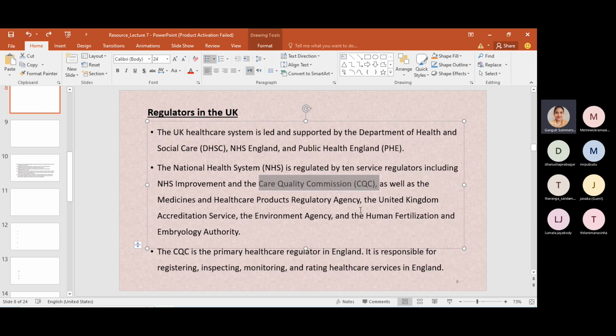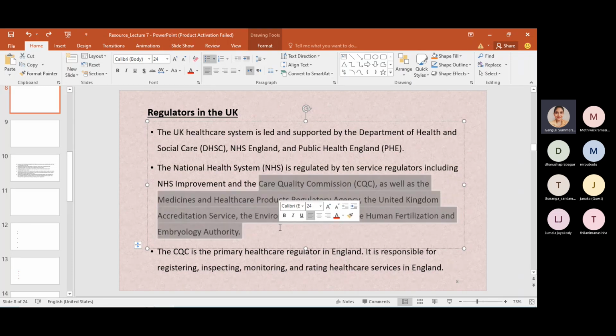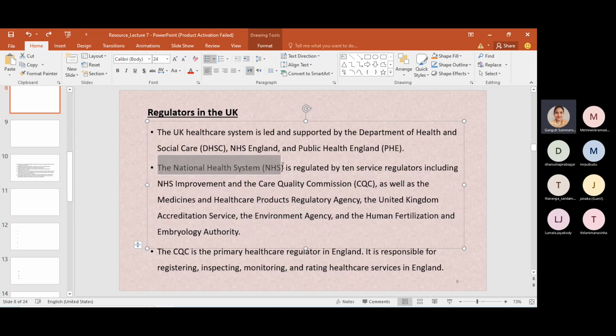In short, we call it CQC. You will learn a lot about CQC in today's lecture. Okay, so Care Quality Commission or the CQC, and Medicines and Healthcare Products Regulatory Agency, the United Kingdom Accreditation Service, the Environmental Agency, the Human Fertilization and Embryology Authority. Okay, so these are a few of the regulators who regulate the national health system.